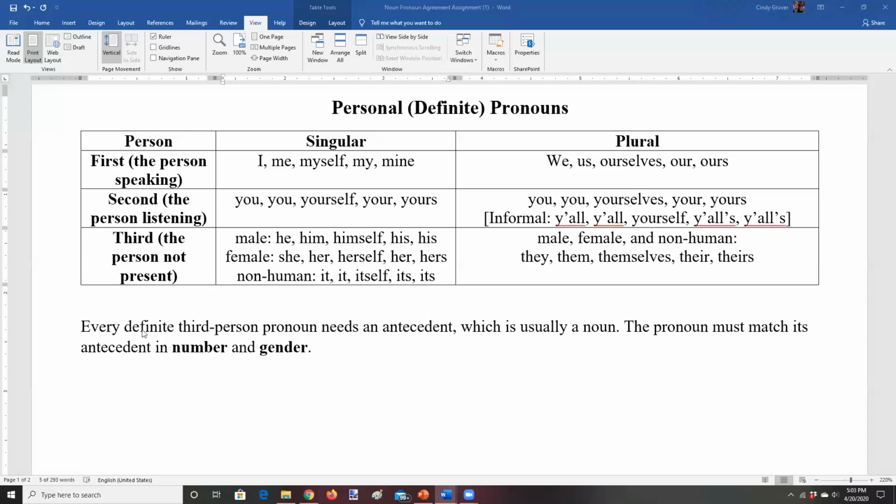Okay, so every definite third person pronoun, so these are the definite third person pronouns right here, needs an antecedent. We don't have to have an antecedent when we're referring to ourselves, first person, because it's obvious. Whenever I say I, you know who I'm talking about, Cynthia Groover, because you know I'm speaking. And when I say you, you know I'm speaking to you. You know who you are. So there isn't a need for an antecedent to explain unless we're using a third person.